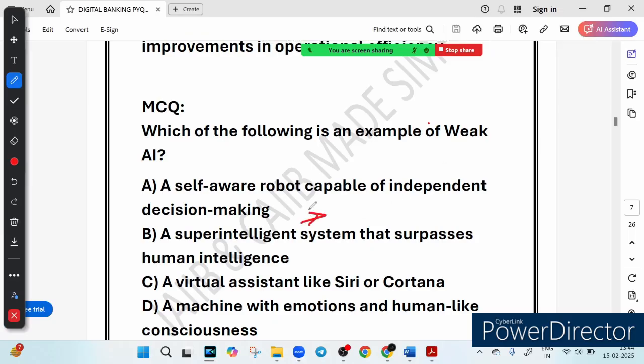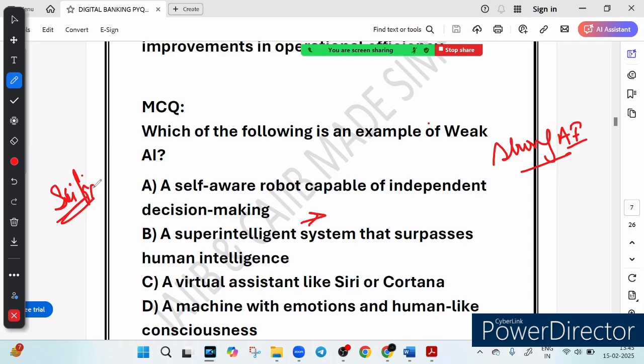This is incorrect. This is an example of a strong AI, right? Why? Because a self-aware robot that makes independent decisions is something we see in sci-fi movies, right? You might have seen some sci-fi movies, and in that we see such type of robot. This type of AI would require human-like reasoning, emotion, consciousness, which is beyond what current AI can do.